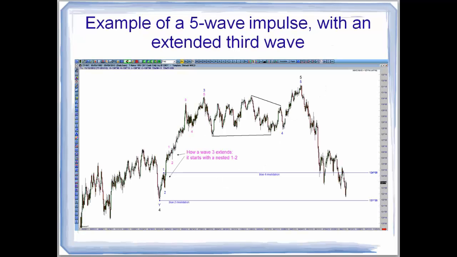Here's an example of an extended third wave. It starts with a nested 1, 2. And when we say nested 1, 2, that means 1, 2, 1, 2. And then it finishes with a 3, 4, 3, 4, 5.